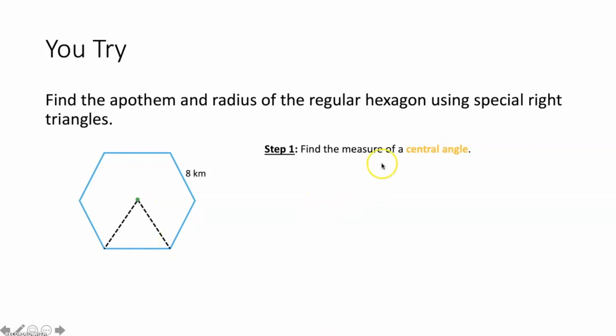Next, what we're going to do is find the measure of that central angle. And we know in order to find the measure of a central angle, you just take 360 degrees and divide by the number of sides in your regular polygon. In this case, that would be 6 sides, so 360 divided by 6 gives you 60. That's why the measure of our central angle here is 60 degrees.